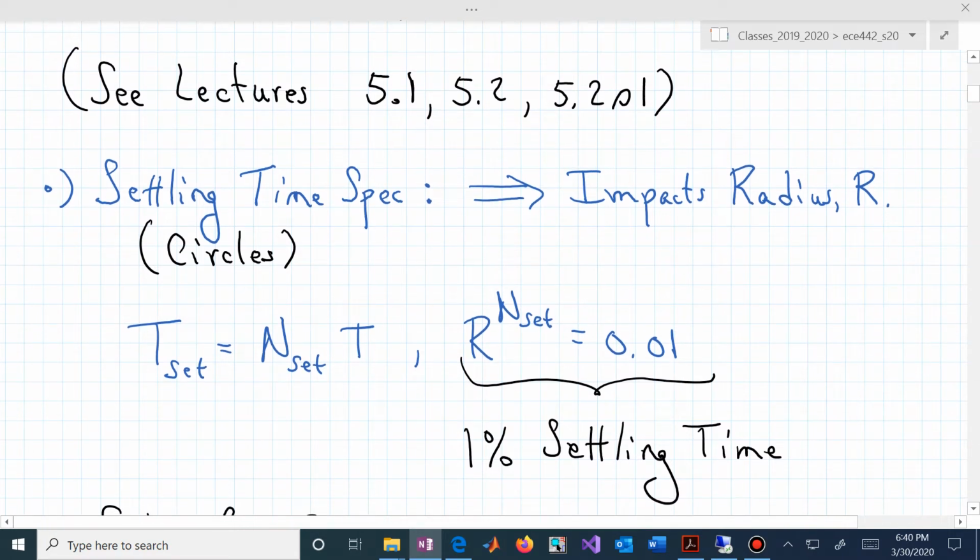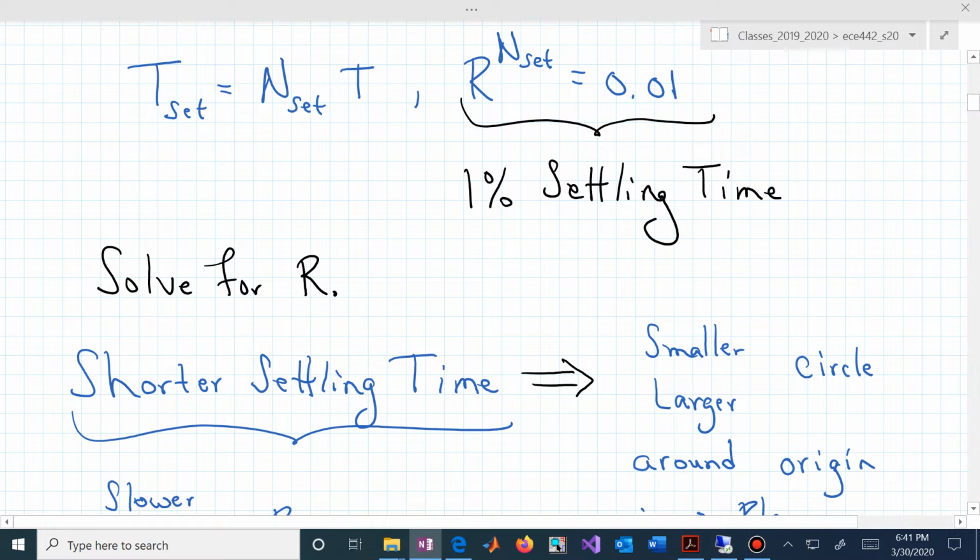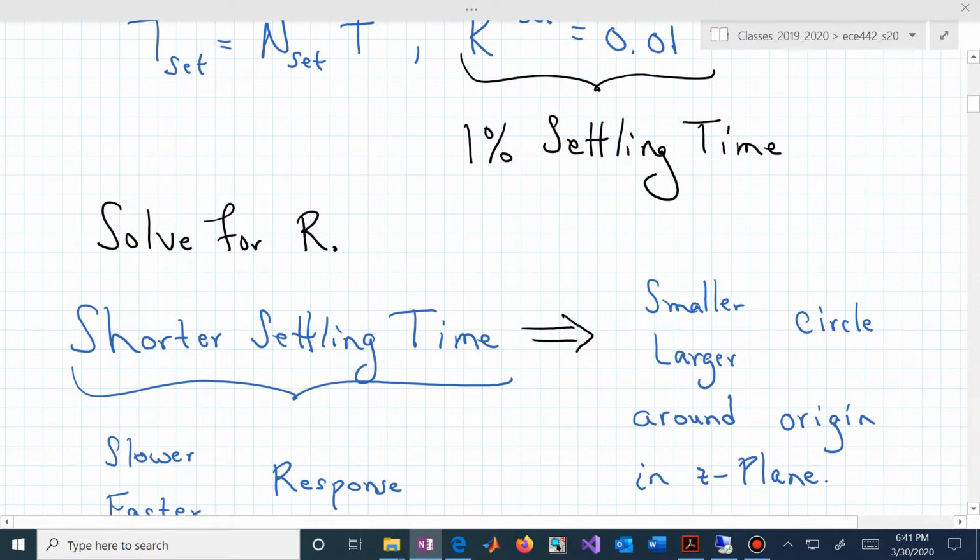Once you have capital N set, you can use this equation to solve for the number of samples to get you the 1% settling time that you desire, or what is the radius that will accomplish that capital N set, when that R is raised to that number of sample periods to produce a number less than 0.01. So we solve that for R.